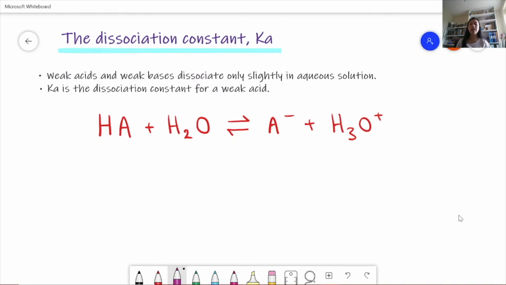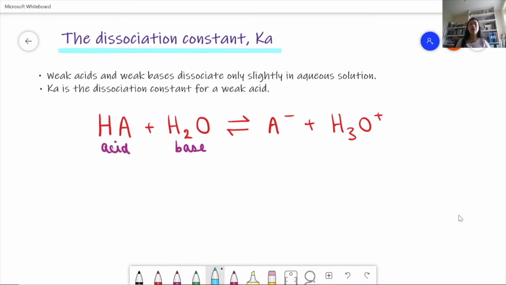Now we're going to look at another constant, which is the dissociation constant. So weak acids and weak bases only dissociate slightly in aqueous solution, which means that an equilibrium is set up. And Ka is the dissociation constant for a weak acid. So in this equilibrium, the weak acid is the HA. We've given it a general formula, so it's got an H for the H plus ion. And so that acts as the acid, and water acts as the base.